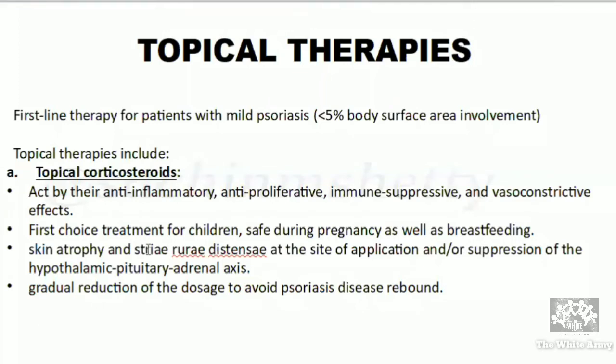at the site of application, and also in patients with a larger surface area. When steroids are applied over a large surface area, they will be absorbed. So it might lead to HPA axis suppression also, just like systemic steroids. And these topical steroids cannot be stopped abruptly. There should be a gradual reduction of dosage to avoid rebound of the disease. Right. So topical corticosteroids are the mainstay, the cheapest treatment.